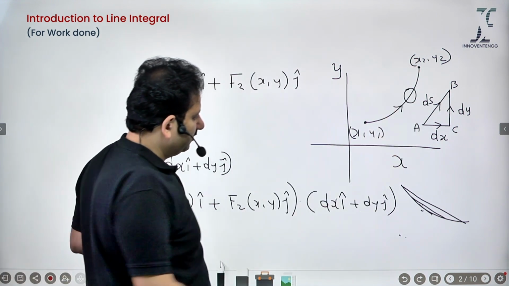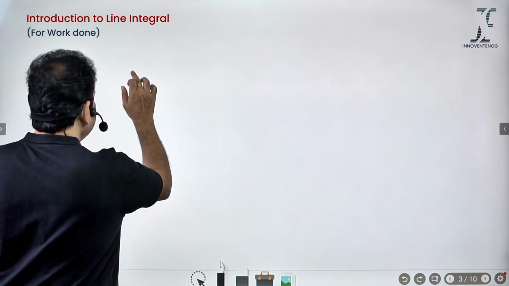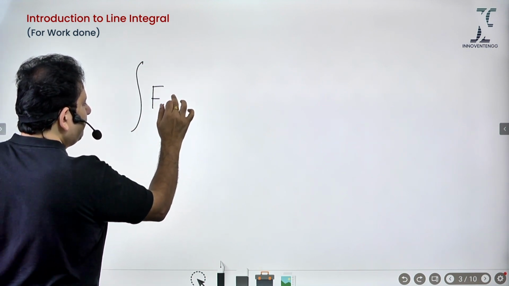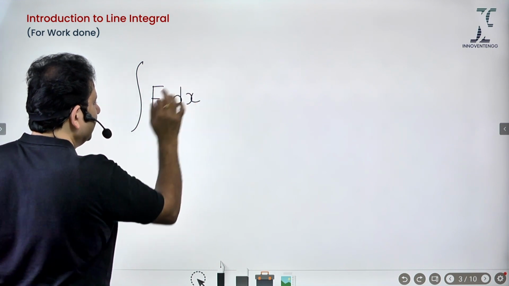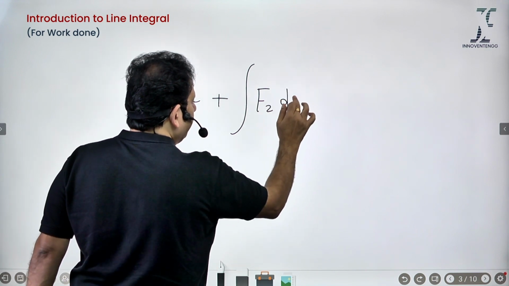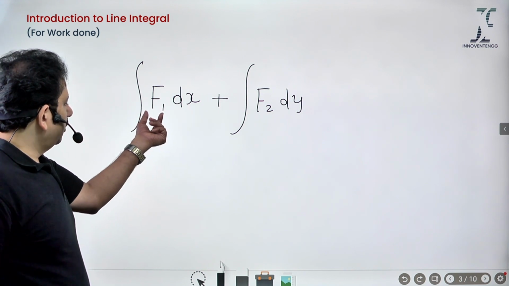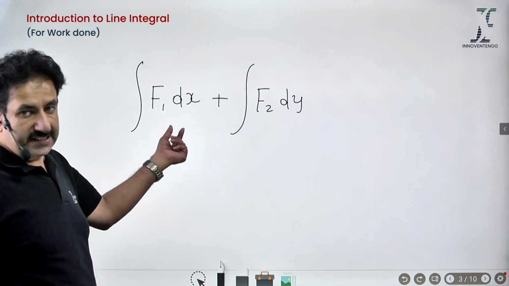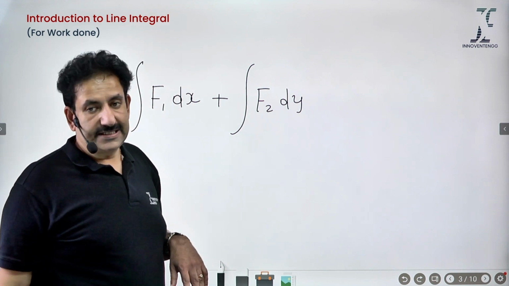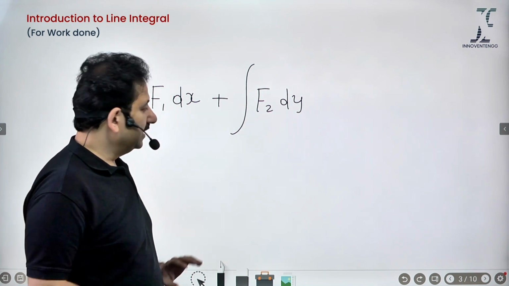But for the total displacement, what should I do? I should integrate. So in order to get my total work, I will have to integrate F1 into dx plus F2 into dy. This is quite easily doable, because you have got the definition of force, that is F1 and F2, in terms of x and y. So you can integrate with respect to dy, integrate with respect to dx, and finish it off.